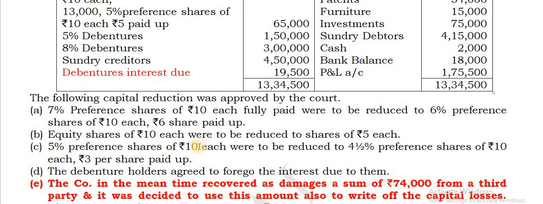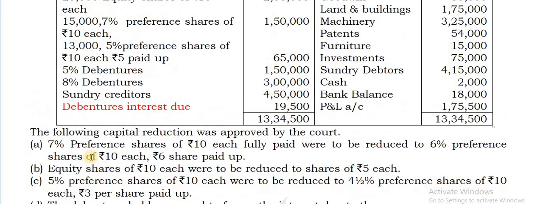5% preference shares of rupees 10 each were to be reduced to 4.5% preference shares of rupees 10 each, but 3 rupees paid up. Be careful. This is what I said here. There are 5%. It is now being reduced to 4.5%. Earlier, 7% preference shares were there. Now they are being reduced to 6% preference shares. Now, this 4.5% preference shares which are being reduced, earlier they were 5 rupees paid up. Now it is being reduced to 3 rupees paid up.